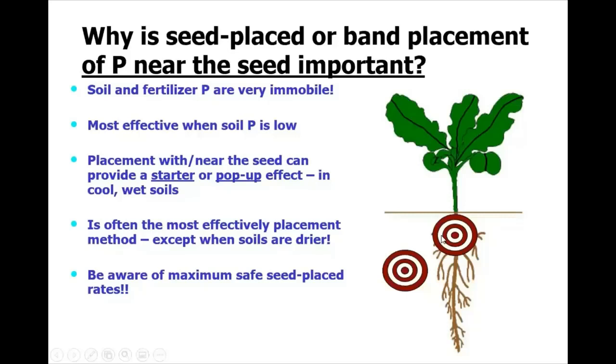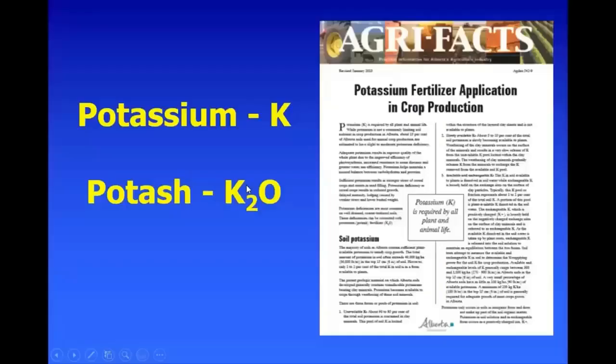If your recommendation is for 40 pounds, we'll put 15 pounds with the seed and put the remaining 25 pounds in the side band. But I do like to put as much with the seed as is safe, because it often will give you a bit of a starter or pop-up effect, especially when soils are colder and wetter. And in direct seeding conditions, farmers are seeding earlier into cooler, wetter soils, and that will give you a bit of advantage to put that phosphate with the seed.